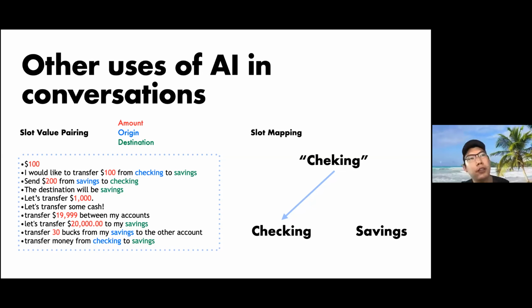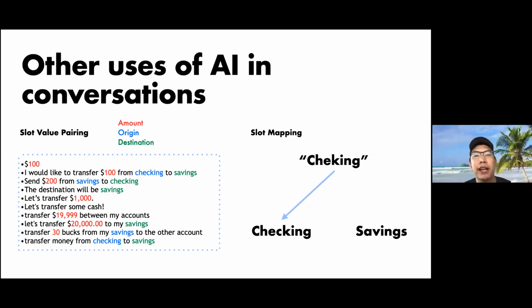And one thing you can do is train a machine learning model to recognize what things it needs to extract into those slots, right? Or pair with the amount, origin, and destination slots. And that's one other way that AI and machine learning is used in conversations.